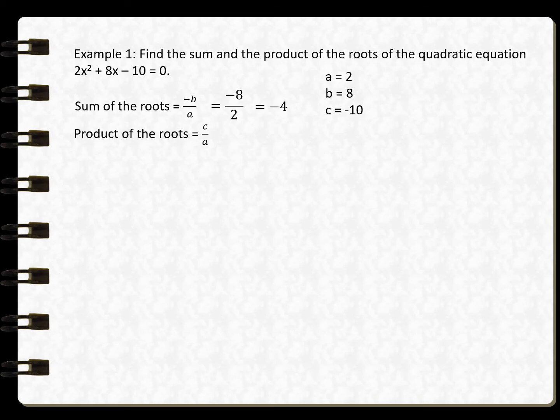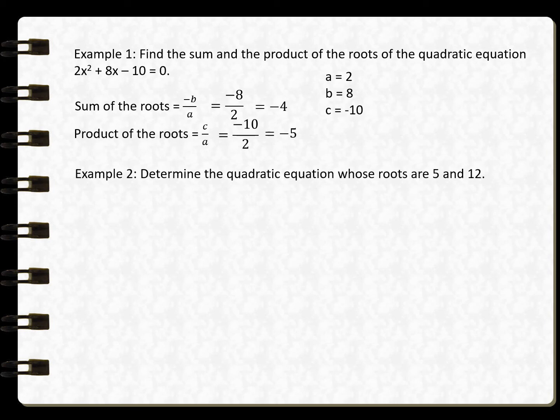Product of the roots is equal to c all over a. So, ganun ulit, papalitan natin ang c ng negative 10 and a is 2. So, magiging negative 10 all over 2. Simplify natin yan, divide natin, 10 divided by 2, that is negative 5. Ganun lang po kadali kung paano makita or mahanap ang sum and product of the roots of a quadratic equation.